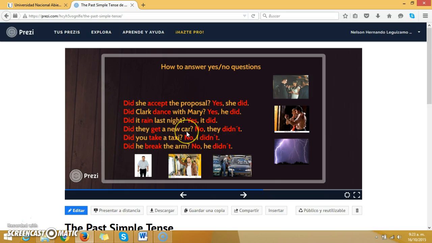Did they get a new car? No, they didn't. So the picture shows that it's a second-hand car. Question 5. Did you take a taxi? No, I didn't. You see a man going on a bus. And the last question is, did he break the arm? No, he didn't. You see a man walking on crutches. Well, this is the simple way to answer a yes/no question in a short form.